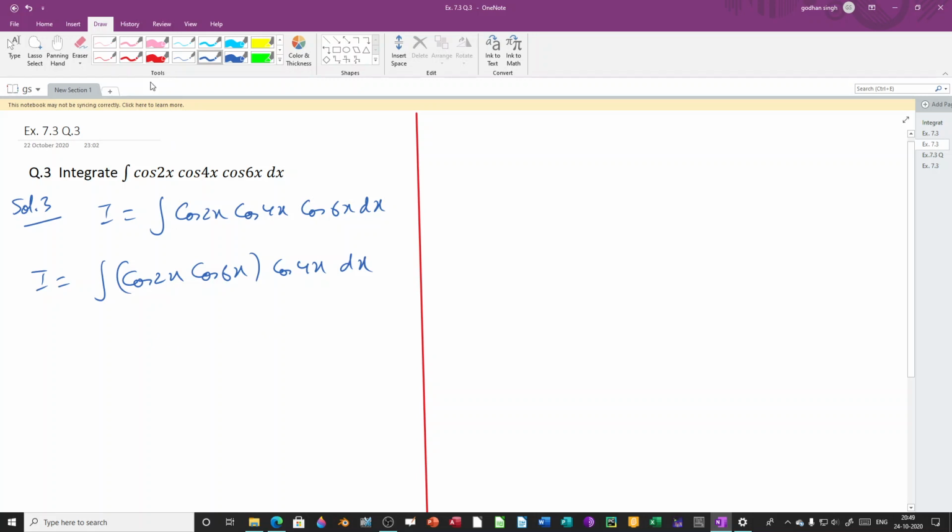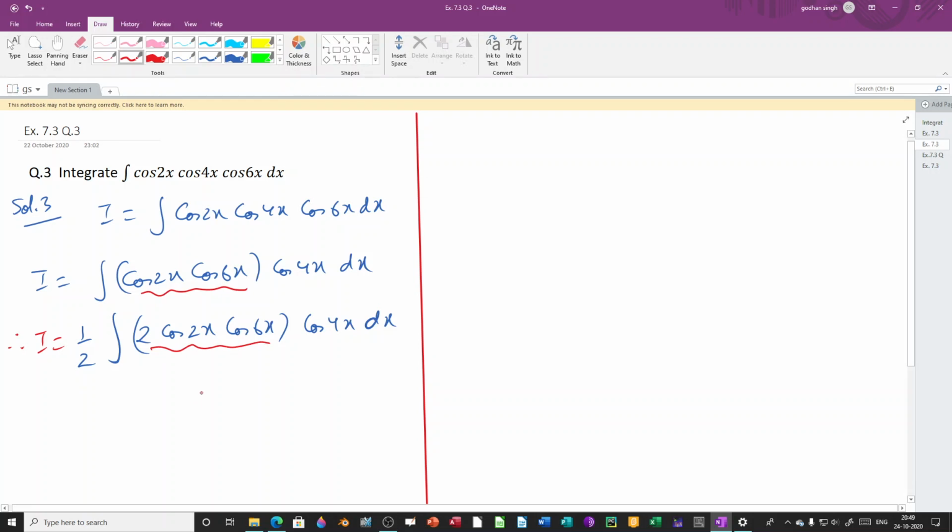Now in this bracket, there is cos 2x, cos 6x. We'll multiply and divide with 2, so that we can apply the formula of 2 cos x into cos y. So that is what we'll do here. Therefore I equal to, multiplying and dividing with 2, half integration of 2 cos 2x into cos 6x into cos 4x dx. Now inside this bracket we will be using the formula of 2 cos x into cos y.